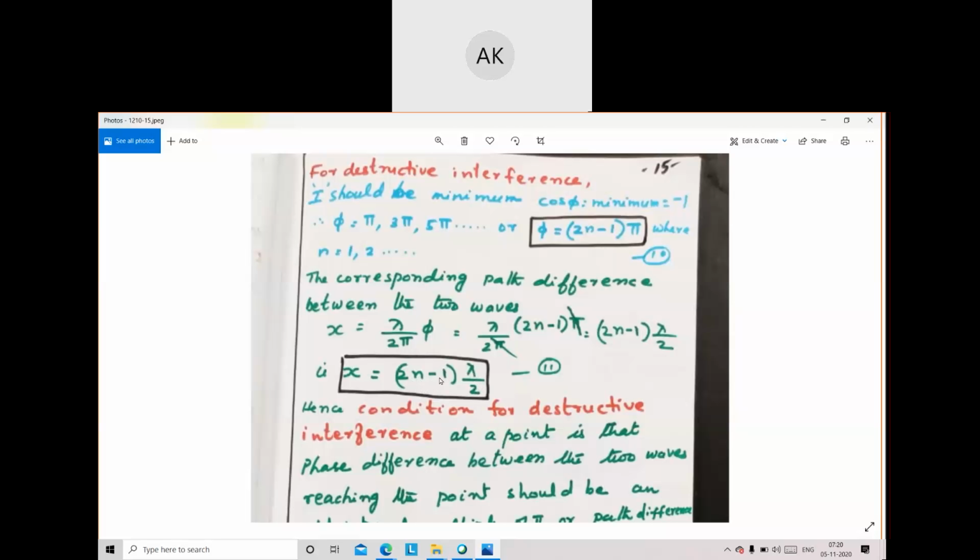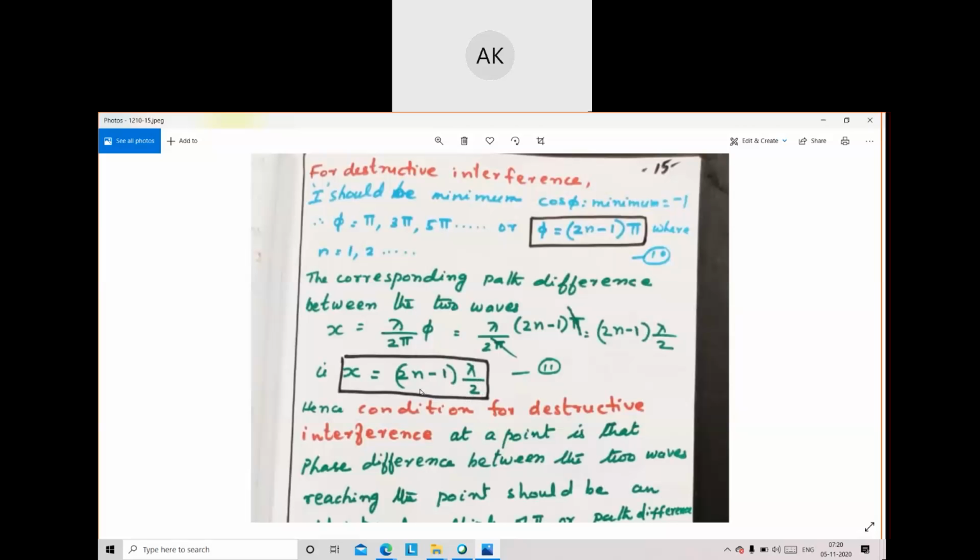Then give n equal to 2: 2 into 2 is 4, 4 minus 1 is 3, so 3 lambda by 2. First lambda by 2, next 3 lambda by 2, next 5 lambda by 2, like that. It is an odd integral multiple of half the wavelength. This is half the wavelength, lambda by 2.